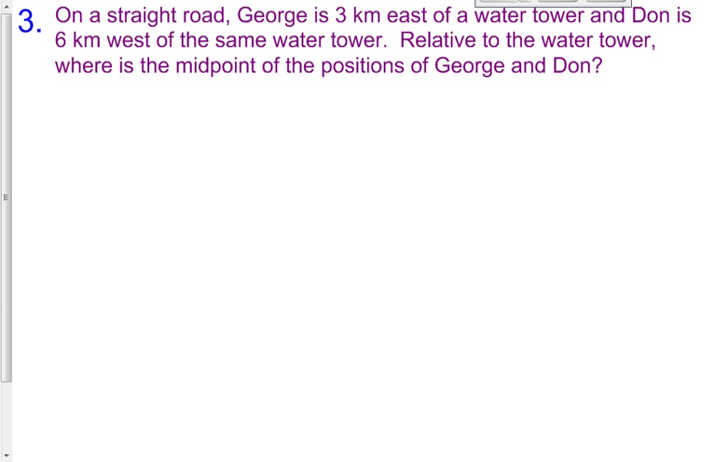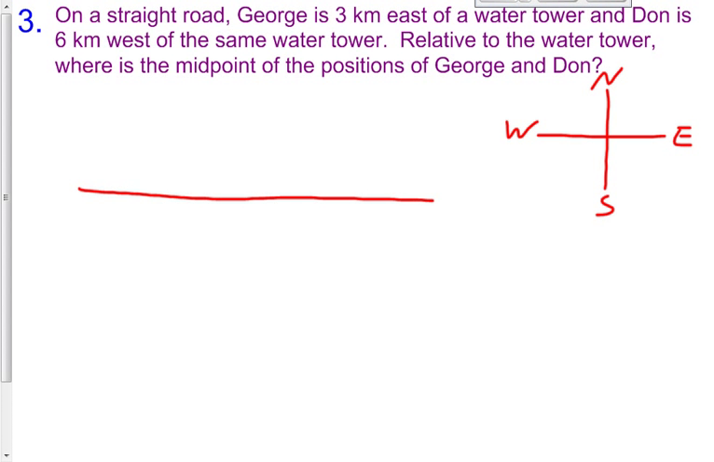So George is 3 kilometers east of a water tower. If we need our compass rose to remind you: north, south, east, west. On a straight road, we have George being 3 miles east of a water tower. So here's going to be my water tower. H for Hutch. George is 3 kilometers east of that water tower. So here is George. So he is 3 miles east. So from here to there, that is 3 miles. And Don is 6 kilometers west of that same water tower. So right here is Don.